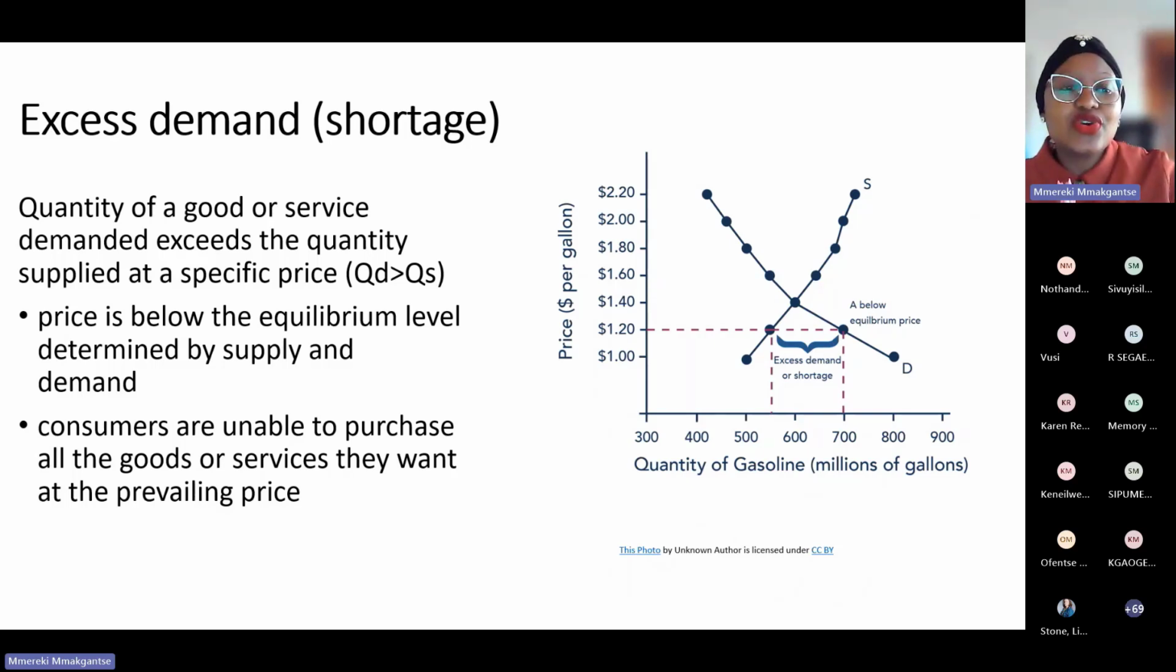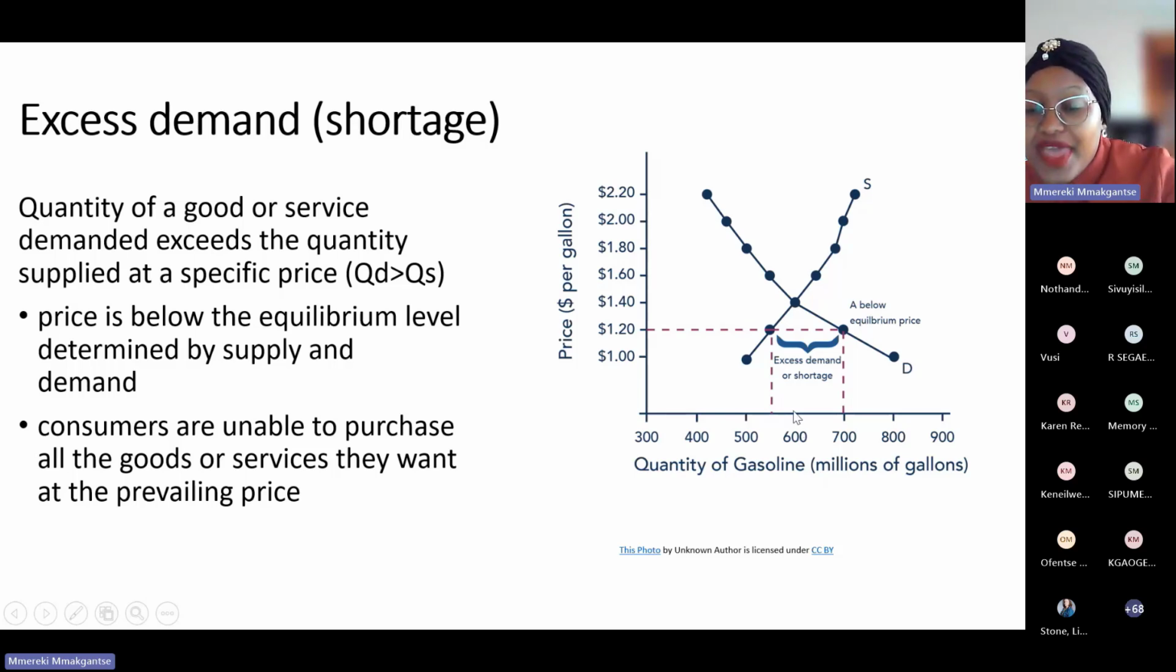Now, excess demand or excess shortage. Excess demand is when the quantity of good or service demanded exceeds the quantity of supply. You see here, QD is greater than QS, meaning the quantity demanded is greater than the quantity supplied. So let's look at our D curve, our demand curve. We can all see our demand curve. So excess demand is when the price is below equilibrium level. We see here our equilibrium price is at 140 and the quantity is 600 gasoline.